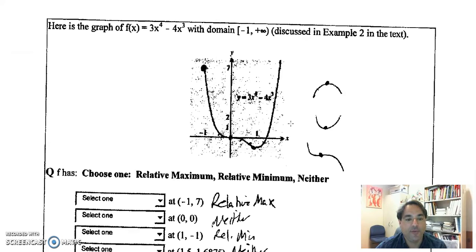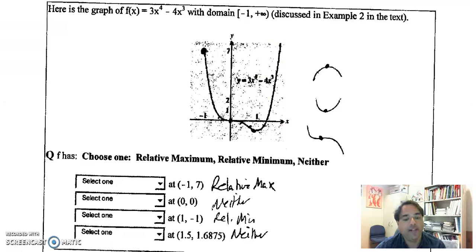So if we were looking at the graph of the function 3x^4 - 4x^3, going from -1 to infinity on the x-axis, notice that the graph starts high, goes down, kind of plateaus, goes down a little bit more, and then goes up. We can look for relative max, relative min, or neither.